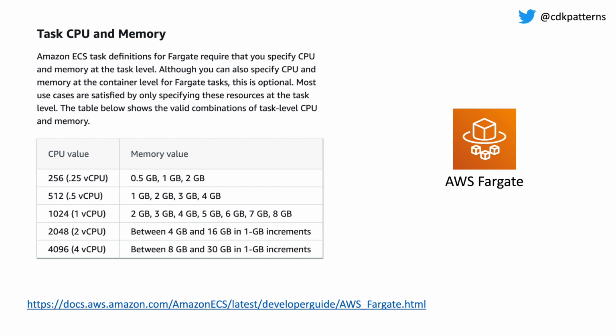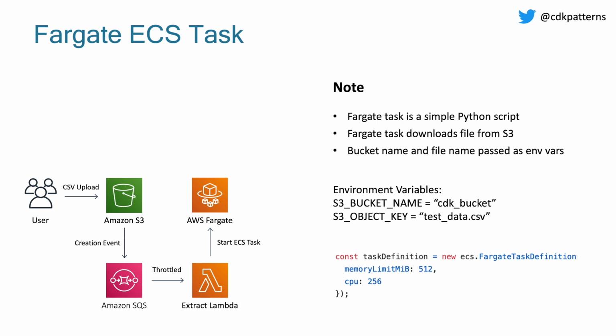As of April 2020, this table contains the list of valid CPU and memory values that you can pick when standing up a Fargate instance. You can see that the smallest CPU value is called 256, and that relates to a quarter of a virtual CPU with memory from 0.5 GB up to 2 GB. The largest Fargate instance that you can configure is called 4096 in terms of CPU, which gives you 4 virtual CPUs, and it can have anywhere between 8 GB and 30 GB of RAM.